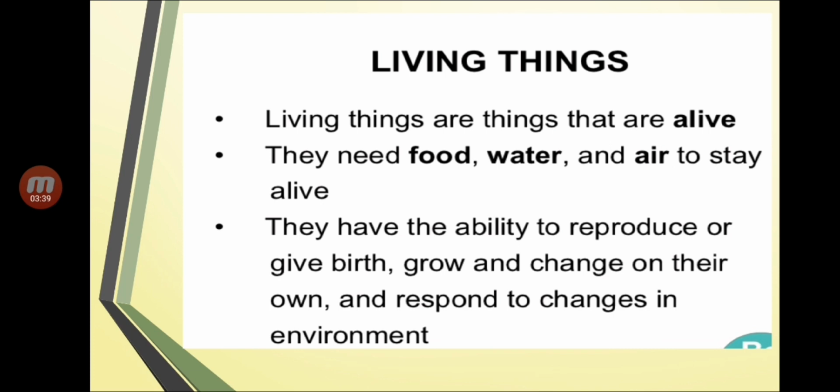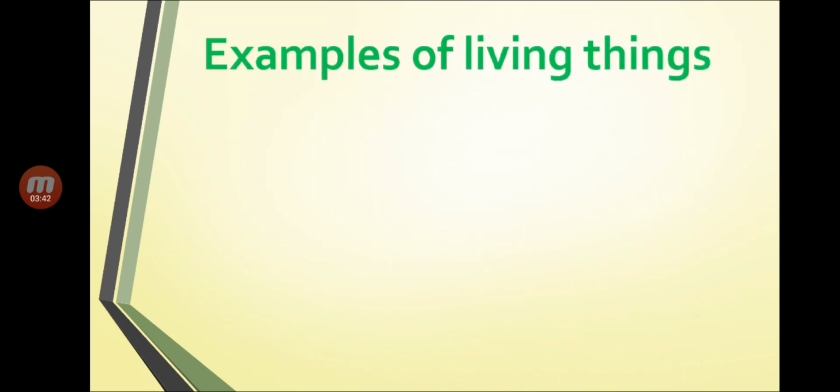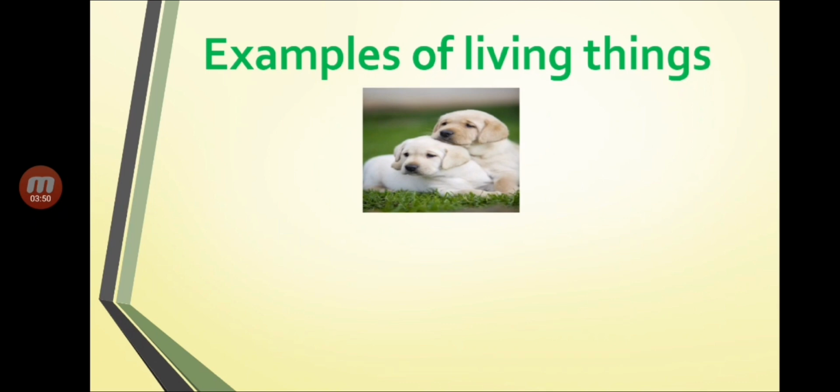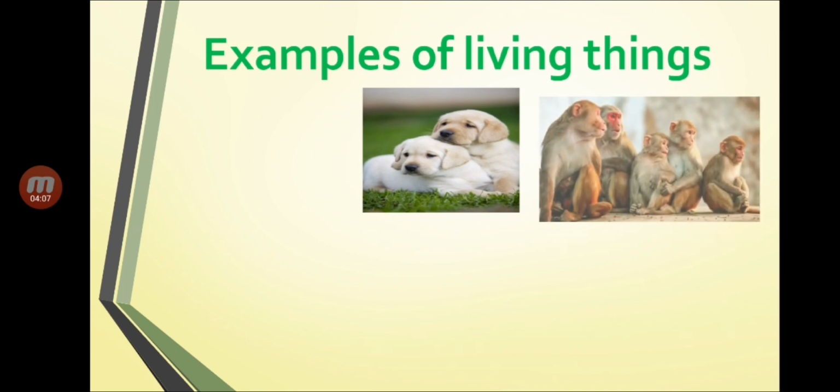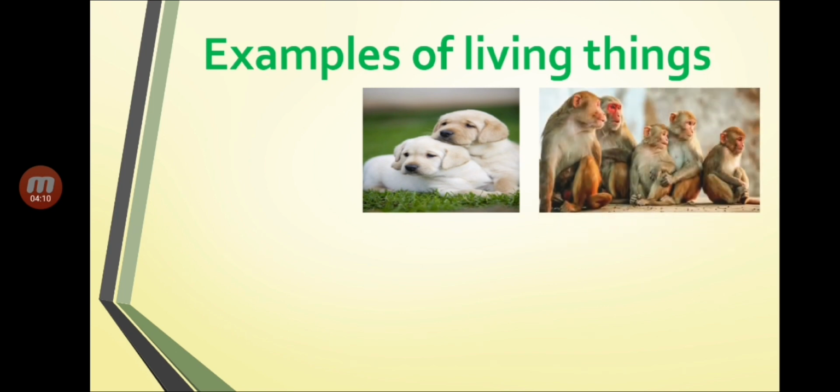Now, let's proceed to the next. These are examples of living things. I have here the first picture. Who can guess what this is? A puppy. So, these are puppies, right? These puppies are living things. Another example. Monkeys. Very good. These monkeys are also an example of living things.